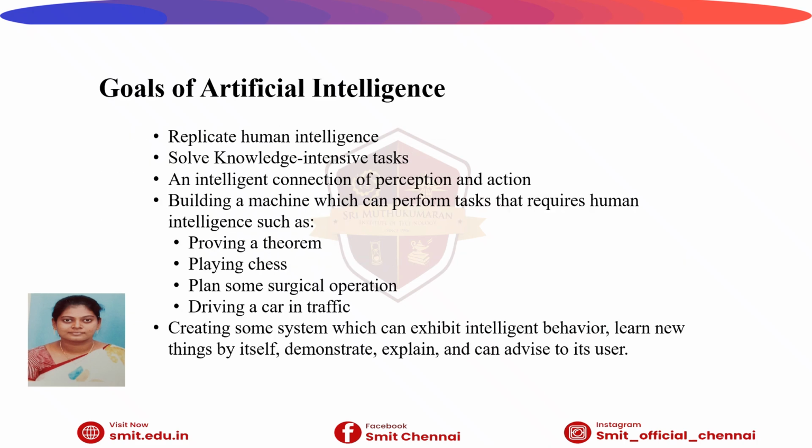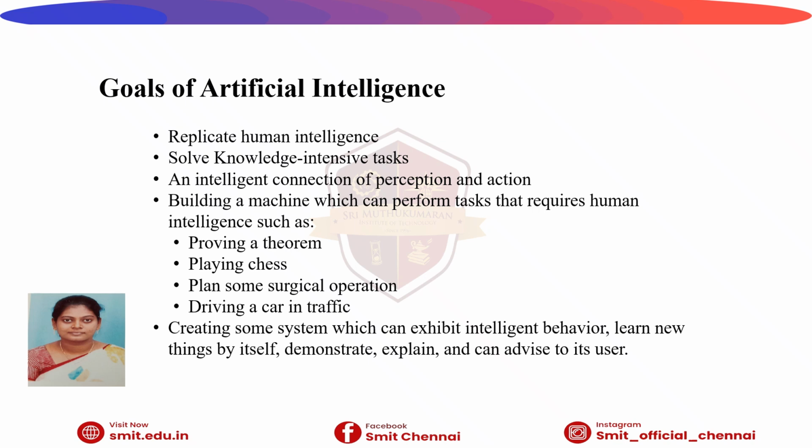What are the goals of artificial intelligence? For what purpose has this field been introduced? Mainly to replicate human intelligence, to solve knowledge intensive tasks. Knowledge intensive tasks are very difficult tasks that we can solve easily using artificial intelligence. A connection of perception and action, building a machine which can perform tasks that require human intelligence. There are many applications, as we have seen in the previous slide.